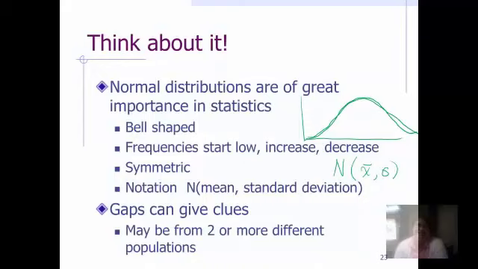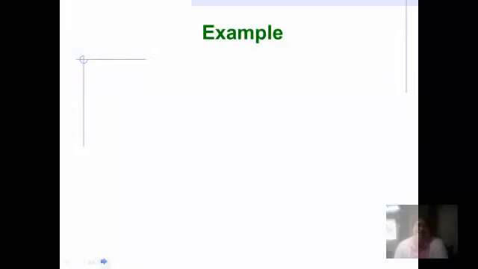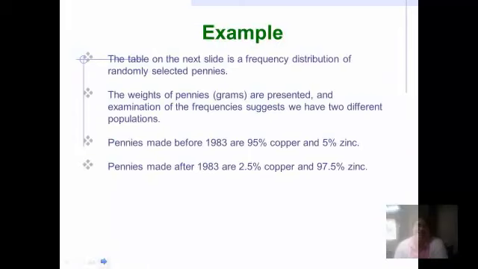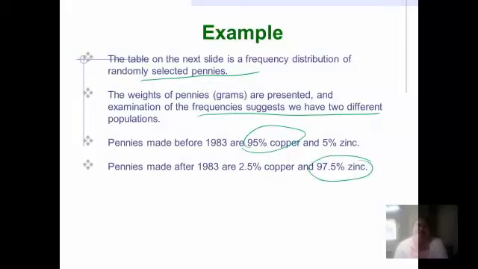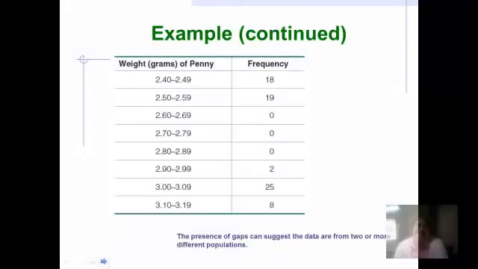Gaps in any distribution can give you clues. They may be from two or more different populations. For instance, let's look at this. We looked at a bunch of randomly selected pennies, and then we looked at the frequencies of their weights. And we have something very different. Now remember, pennies before 1983 are mostly copper. Pennies after 1983 are mostly zinc because of the high price of copper.